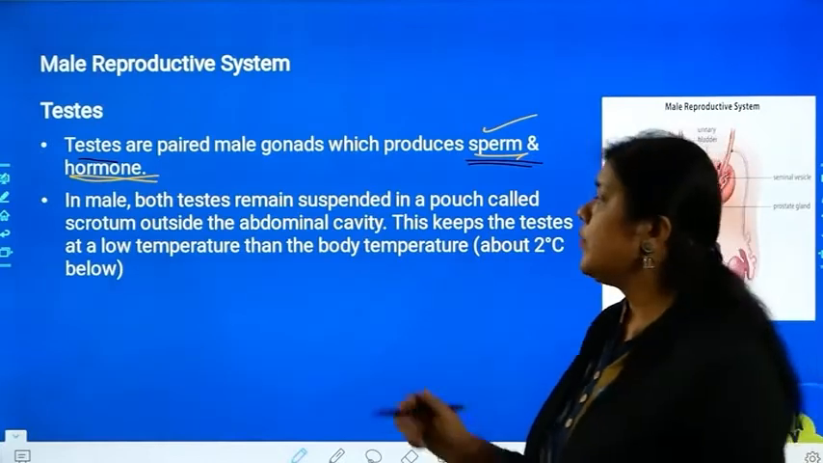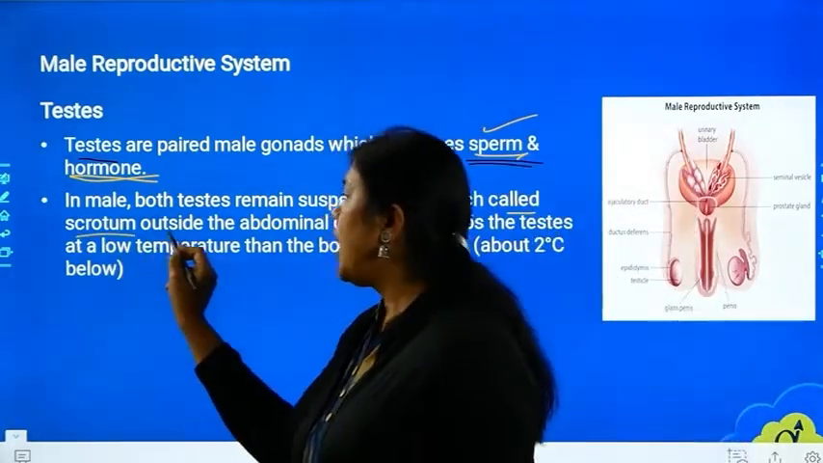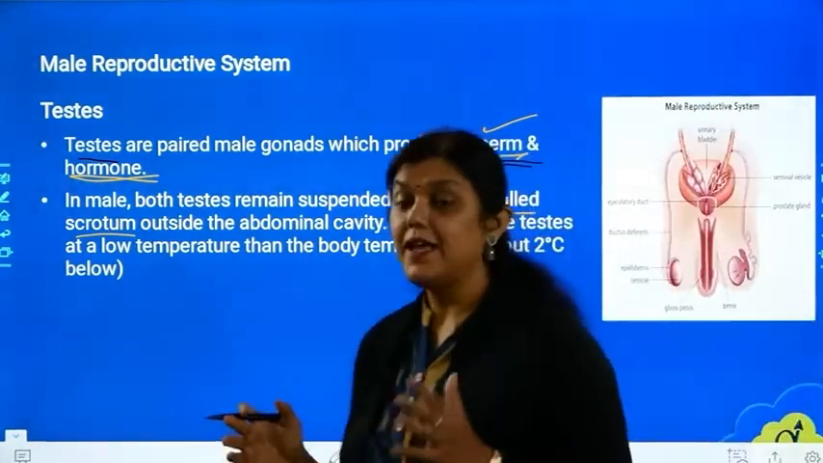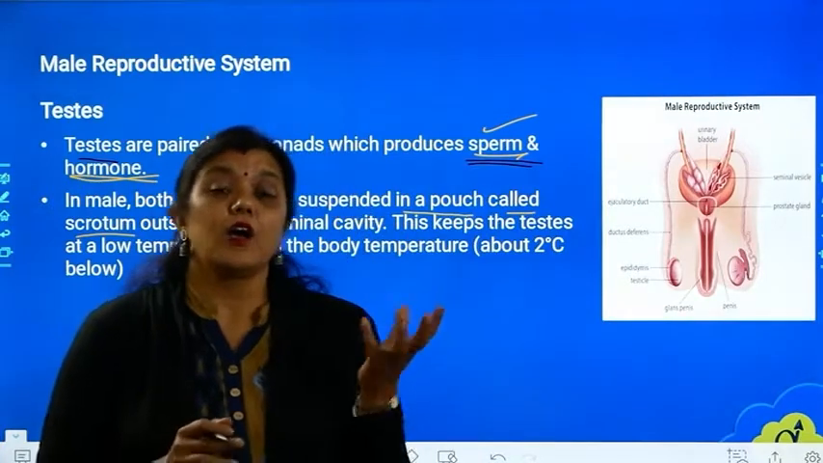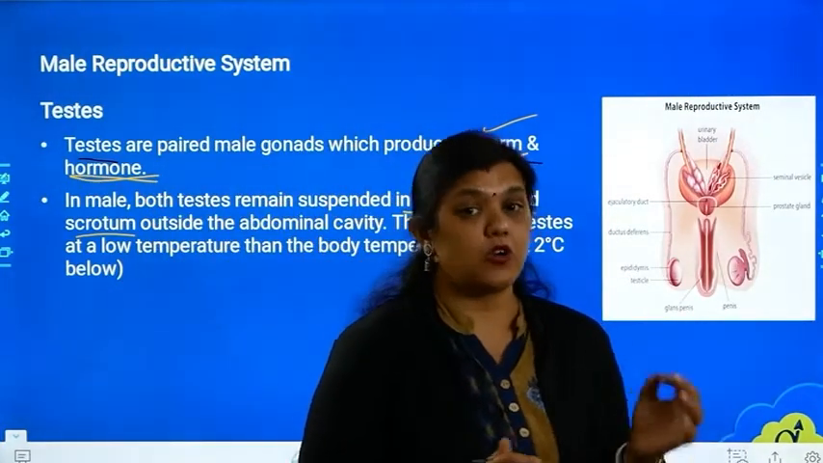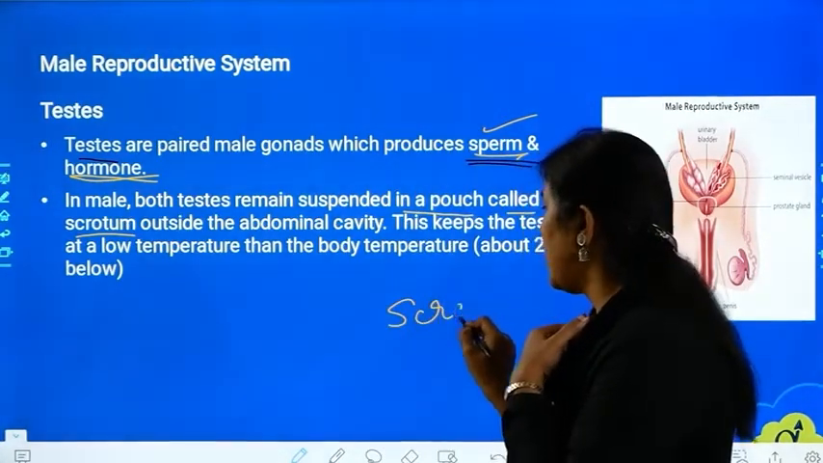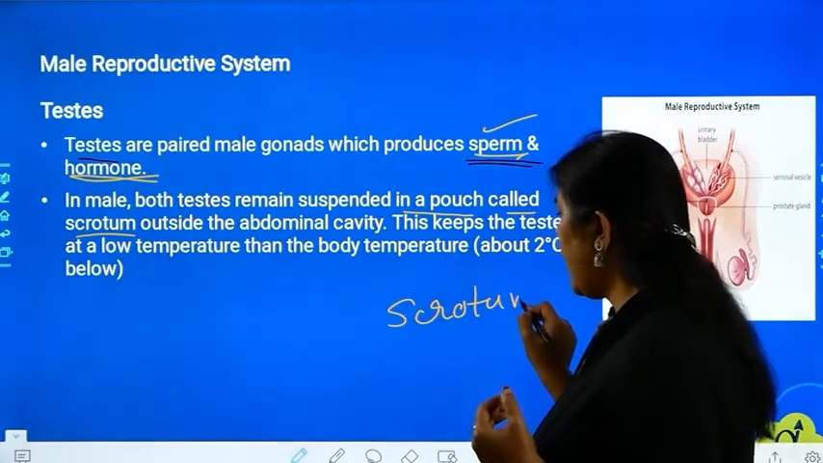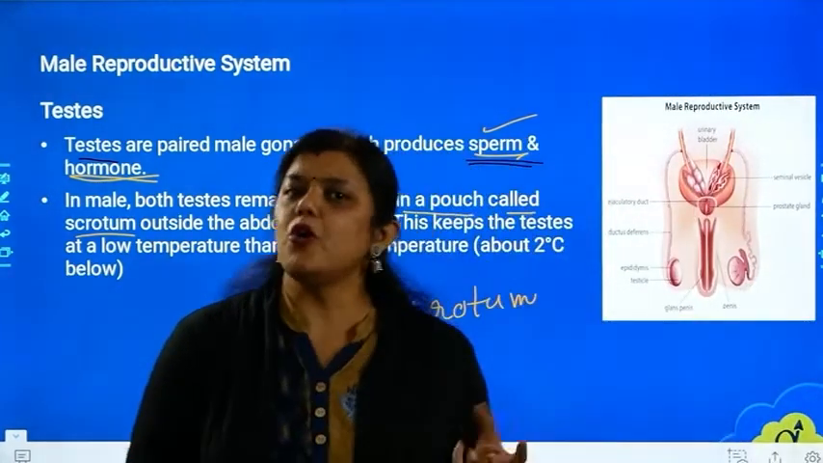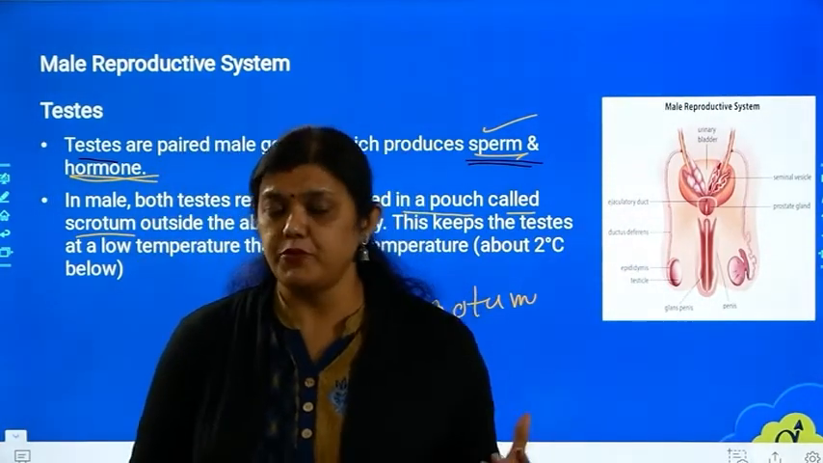In male, both testes remain suspended in a pouch called the scrotum outside the abdominal cavity. Where is the testis located? Testes are located in a pouch outside the body of the male, and that pouch is called the scrotum. Why is it located outside the body of the male? Why is it not an internal organ? Why are the testes outside in the pouch?